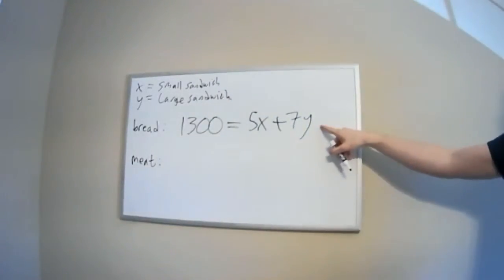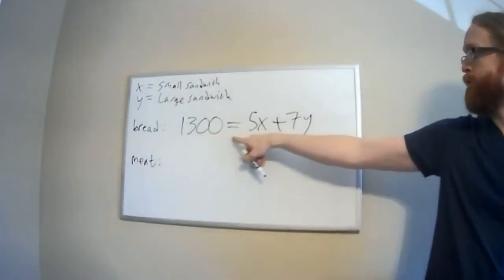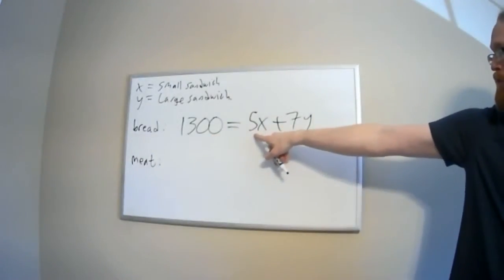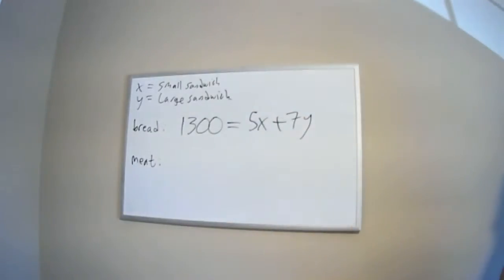This represents how much bread I'm using. Because again, this is the total amount of bread I have, which I have to use. And this represents how much bread I'm using for a small and how much bread I'm using for a large. This is my first equation.